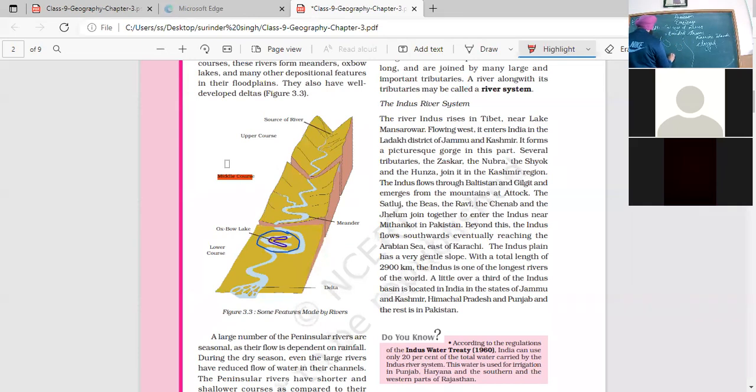So when boulders can't be carried by the river through its course till the mouth, it starts to deposit them in its course. Such landforms are named riverine islands. This is the bank of a river. In between the river, sediments or boulders are deposited, which restrict the flow of river water. Under such circumstances, the landforms that result are known as riverine islands.